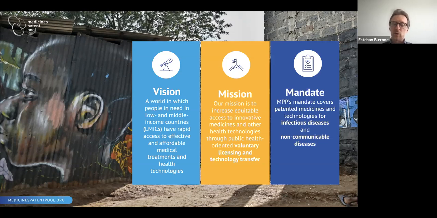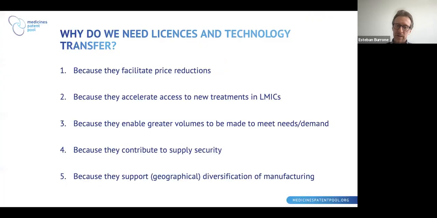We've been doing this since 2010, established by Unitaid at the time, and it continues to be a key funder of MPP. We started working on HIV and gradually expanded into other infectious diseases and non-communicable diseases. So why do we need licenses and technology transfer?